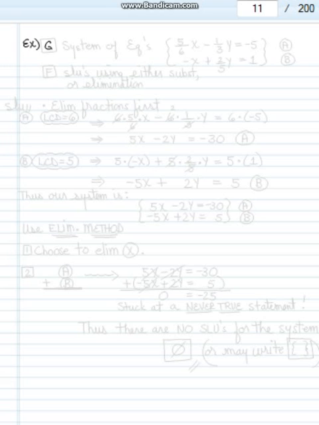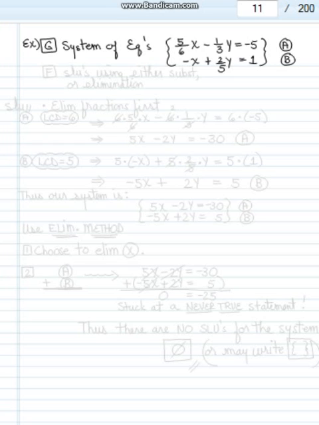Example, given system of equations: 5/6 times x minus 1/3 times y equals -5. That's equation A. And -x plus 2/5 times y equals 1. We'll name that equation B.